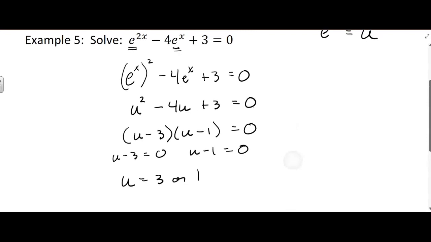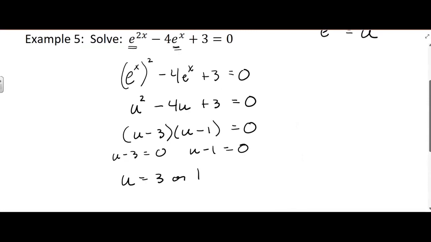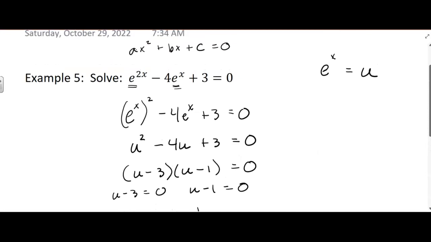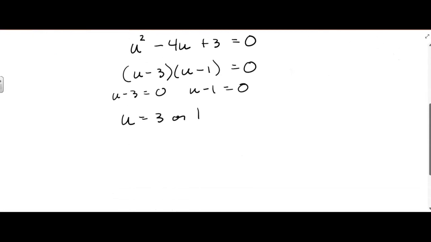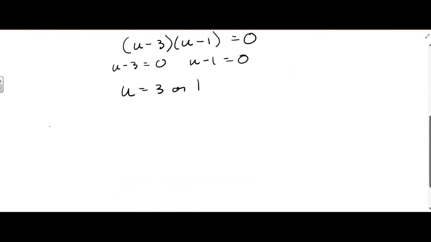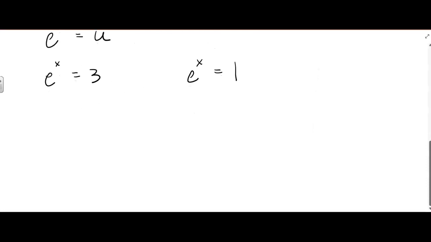Now, that's for u, but I'm solving for x. So I have to remember this part, and I'm going to write it down here. I have e to the x equals u. So e to the x equals 3, or e to the x equals 1. Okay, so now I have two little equations. They're not linear and they're not quadratic. They're exponential. So that's what we're working on though, solving exponential equations.